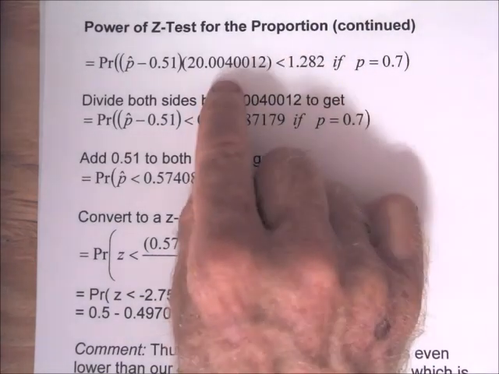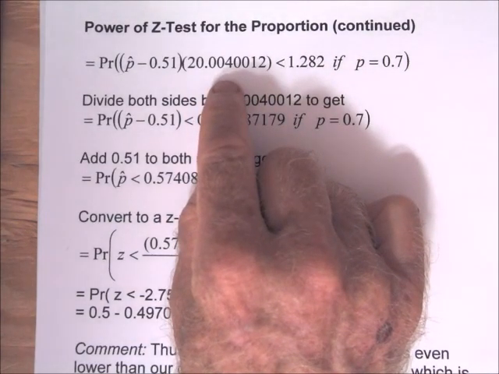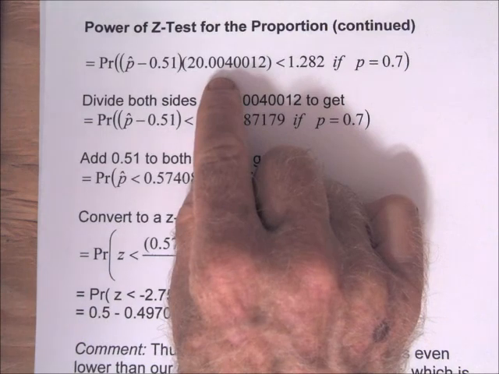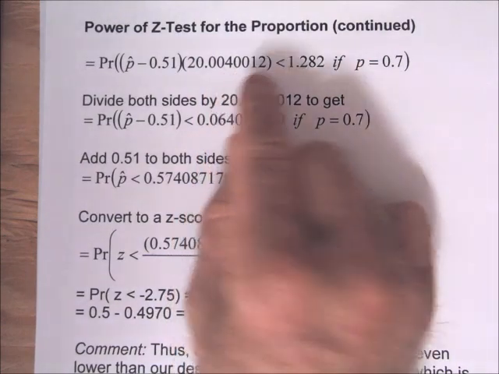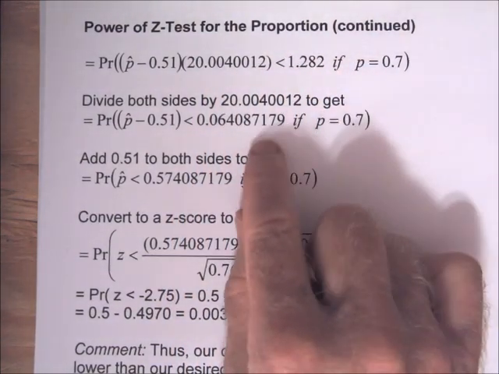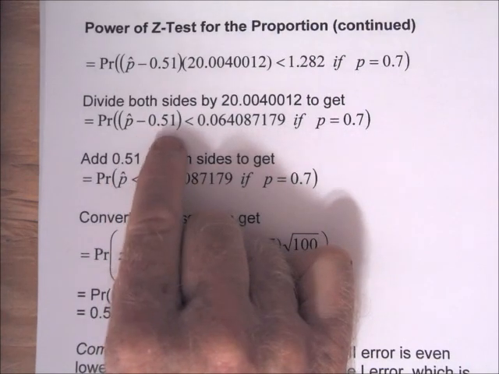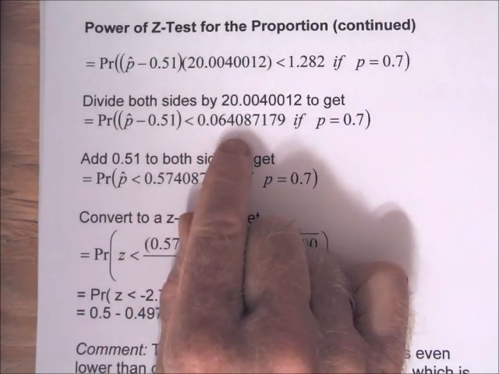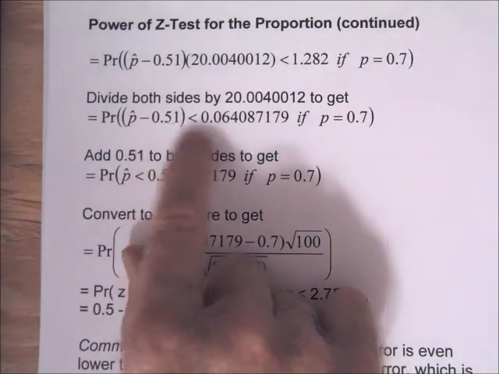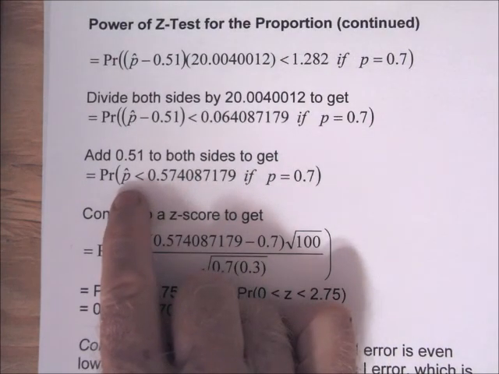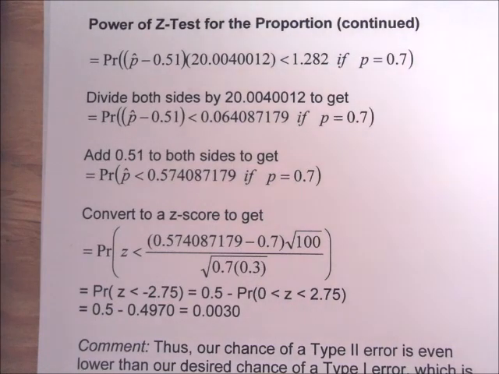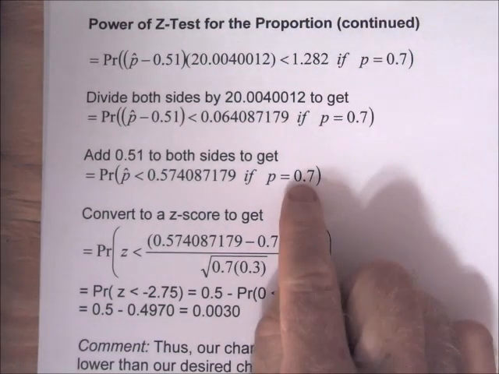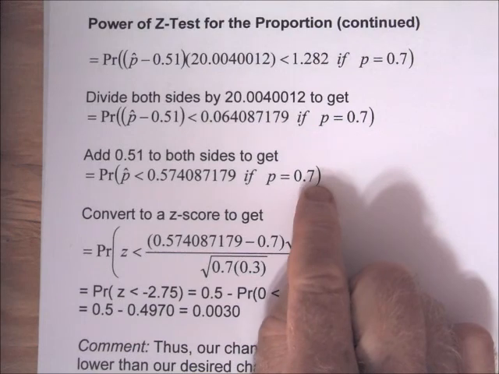Okay, so if we multiply, I computed square root of 100 divided by square root of 0.51 times 0.49, which is 20 point something, and divide both sides by that, and we get p hat minus 0.51 is less than 0.06 something, and add 0.51 to both sides, we get probability of p hat less than 0.57. And that's if p is actually equal to 0.7, we want to compute this probability if p is actually equal to 0.7.